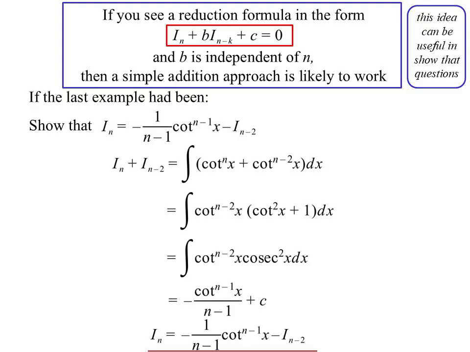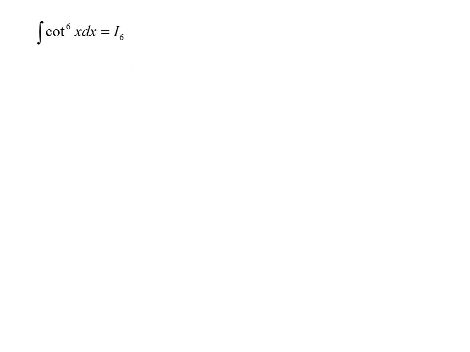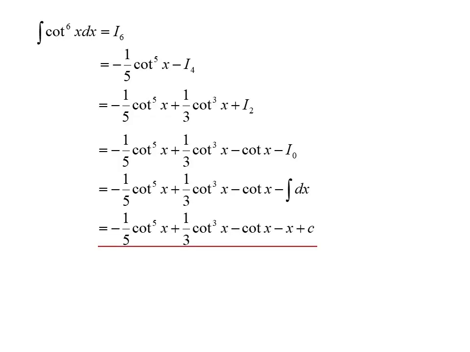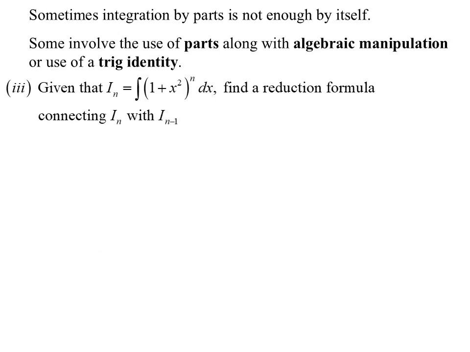Alright. We had to find I6. Sub n = 6, I've reduced it down. Now it's I4, so this one's reducing by 2. Now I've got to find I2, so that's I0. That's where I stop, because cot to the power of 0 is just going to be 1, and I get the answer there. Maybe it's a combination of parts and other things, algebraic manipulation.